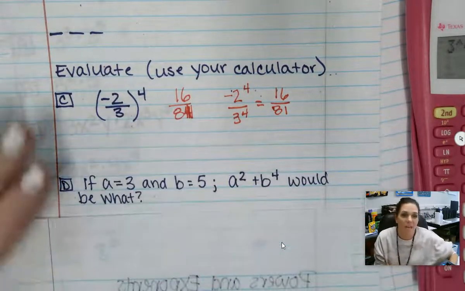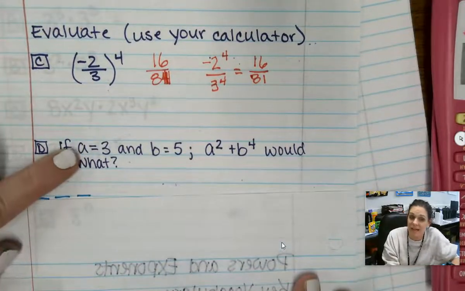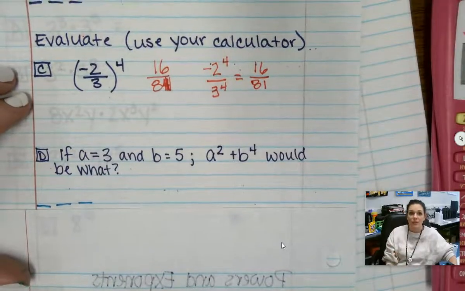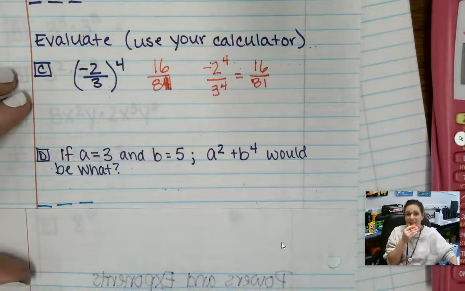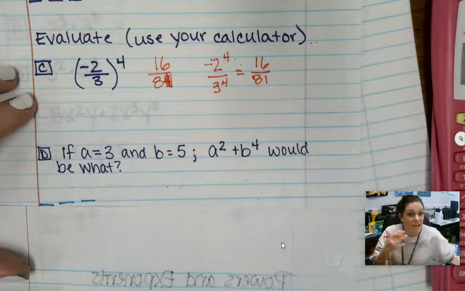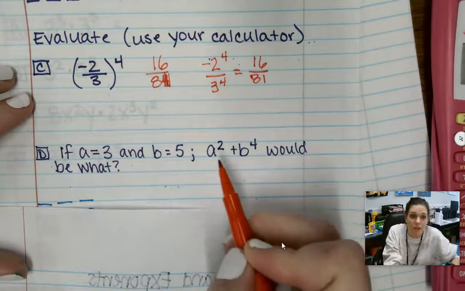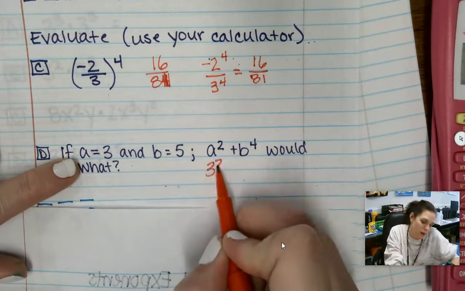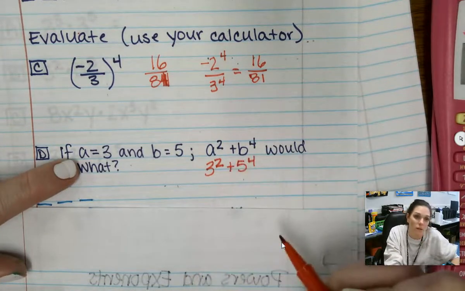Okay. Sometimes we have to evaluate by plugging in. So it's telling me that A is 3 and B is 5. So if A equals 3 and B equals 5, well, A squared plus B to the 4th would be what? Okay, and again, if you need a pause to actually write this down, please feel free. So what I would want to do with this is I would want to rewrite. A is 3, so I have 3 squared. And B is 5, so I would have 5 to the 4th.